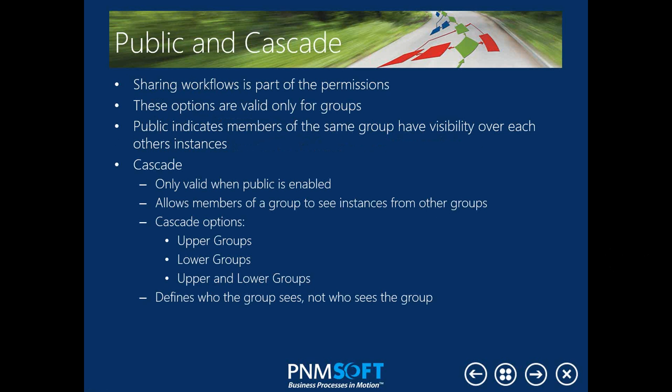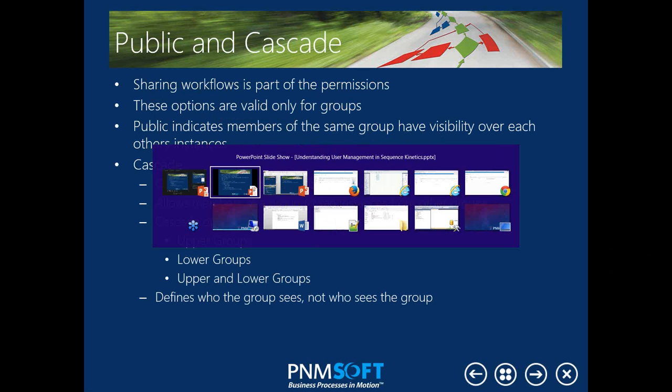Public and Cascade, these are the sharing options for the workflows and activities. Now, these are only valid if you're using groups. There are no public and Cascade settings applicable for specific users or for process roles. Now, public indicates that members of the same group have visibility over each other's workflow instances. Let me just quickly show you.